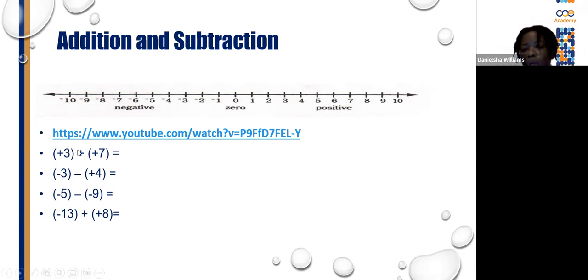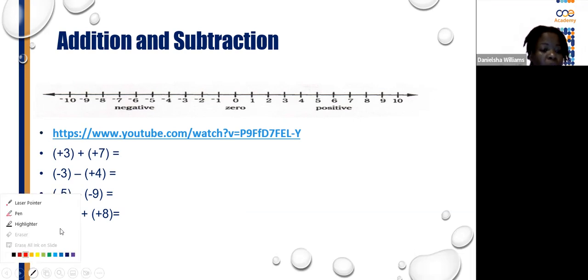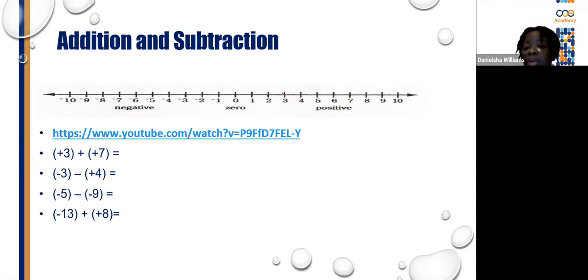So we have two positive terms undergoing addition, a +3 and a +7. Our first term here is 3, so we're at 3 and we're adding 7. Remember, we're looking at addition as a movement to the right, an increase. This is an increase of 7 units, and that will take us to 10, a positive 10.